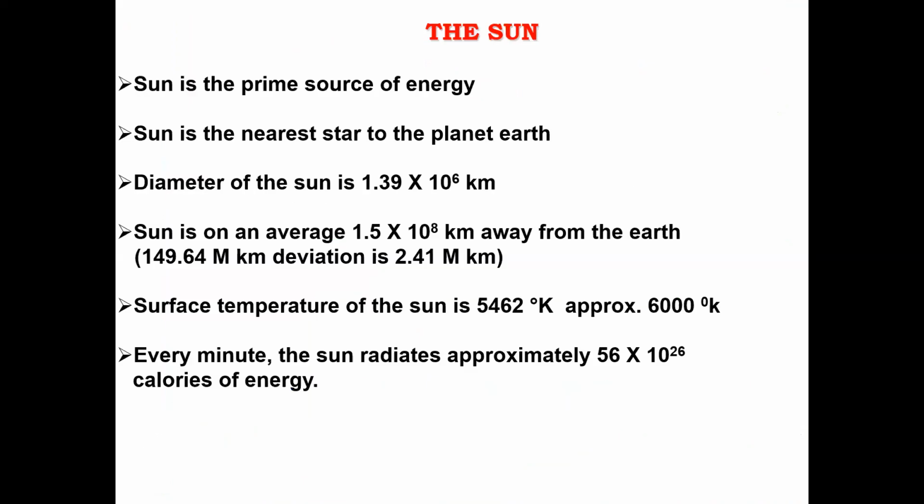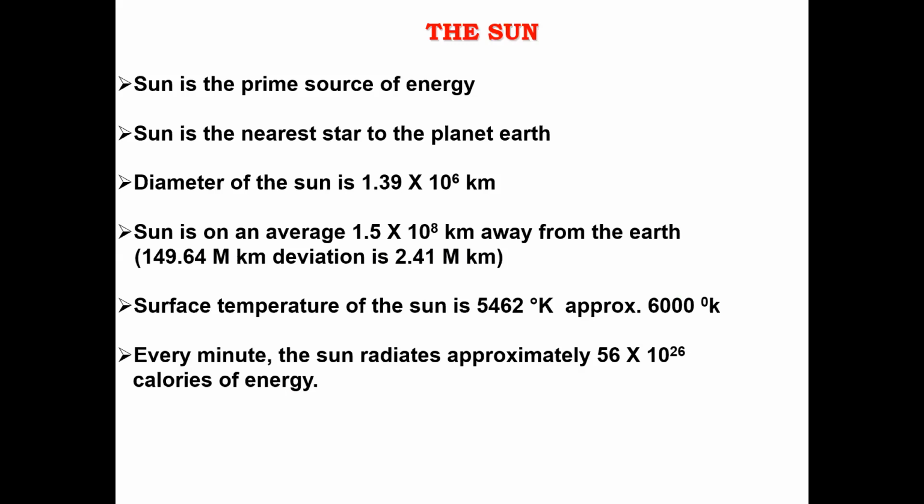Before seeing solar radiation, the prime source of energy, the prime source of radiation in the universe is the sun. The sun is the nearest star to the earth, and the diameter of the sun is 1.6 kilometer, and the average distance of the sun from the earth is 1.5 into 10 raised to 8 kilometer, and the temperature of the sun is 1600 degree Kelvin. We already discussed the different units of temperature like Fahrenheit and Kelvin.